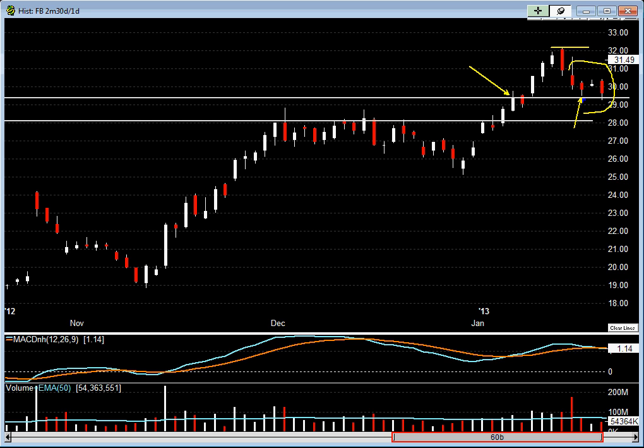And here, some people might think this is an evening star, and this would be a really bearish type of formation. But this is only true if it's on the top. Here, down on the retracement, or even on the bottom, it isn't.